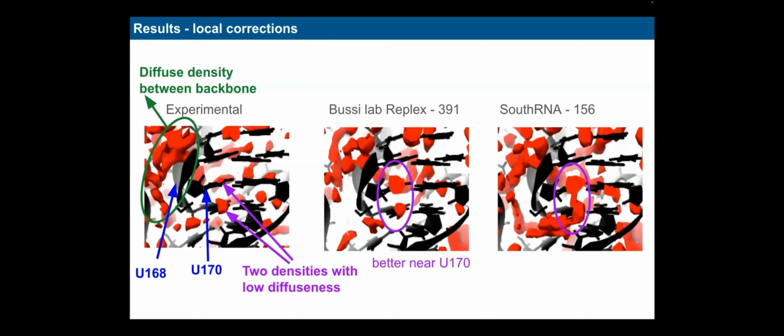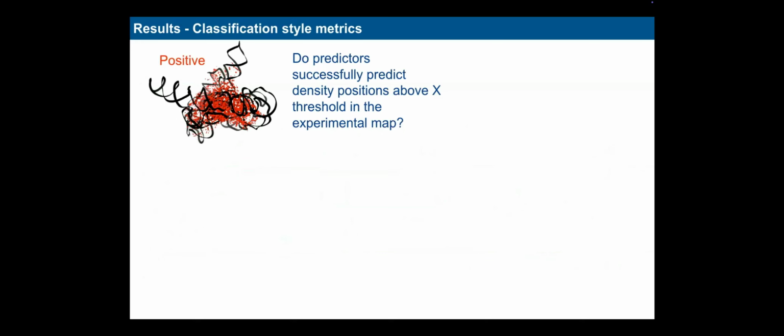Well, to start with the ordered waters, the Bussy lab reflex came up as being a better score in the region of U170. And this is because they predicted a much more discrete water density here than Southern RNA did. Whereas Southern RNA did better around U168, which is this backbone region, and that is because they predicted more diffuse density there. So our correlation is telling us something about comparing the density to experimental data.